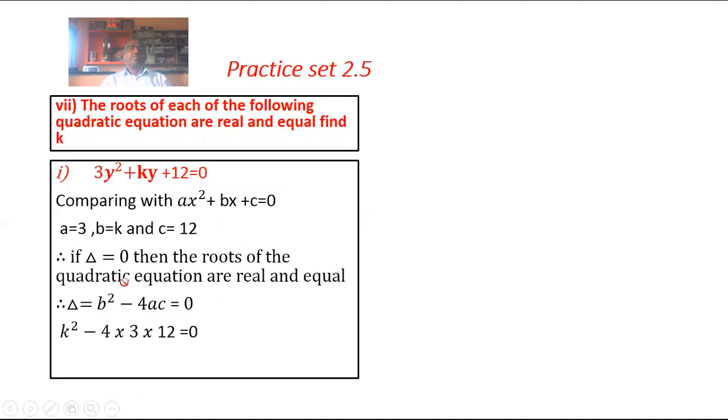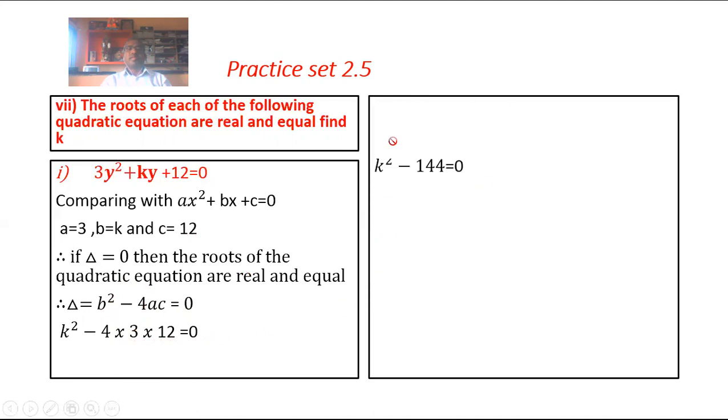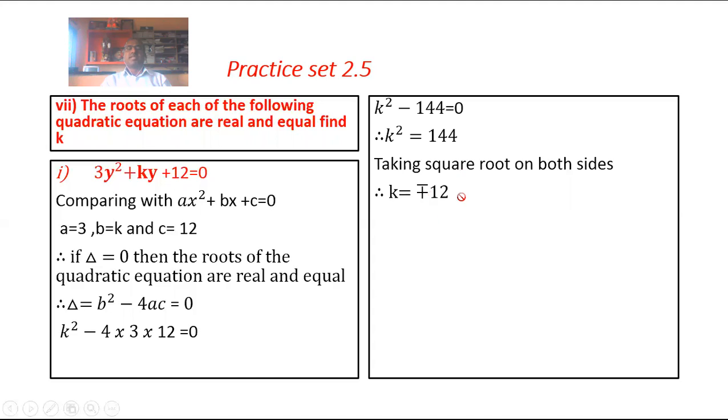Substitute the values: b square means k square, minus 4 multiply the value of a which is 3, multiplied by 12 is equal to 0. Therefore, k square minus 4 times 12, 12 multiplied by 12 is minus 144 is equal to 0. Minus 144 goes on the RHS side, then we get plus. Therefore, k square is equal to 144. Taking square root on both sides, therefore k is equal to plus minus 12.